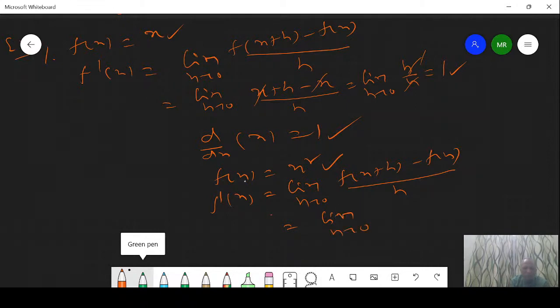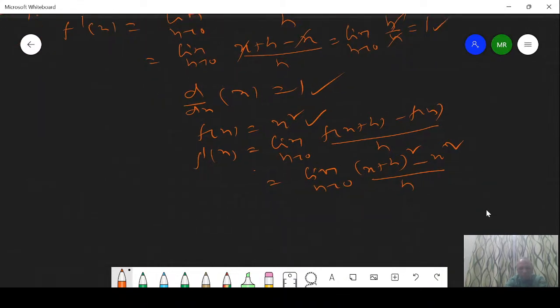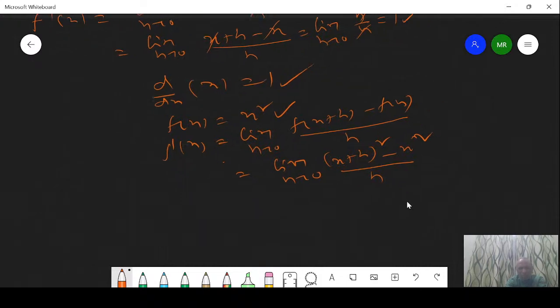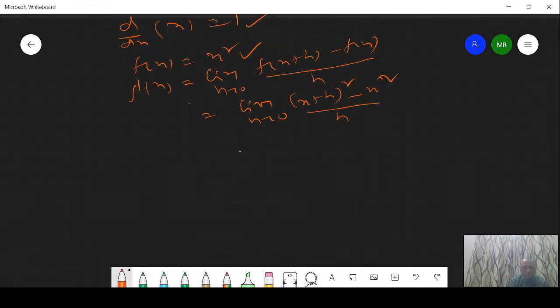What is f of x plus h? Replace x with x plus h: x plus h whole square minus x square by h. This one I can write like this. Now observe this expression, it is of the form a square minus b square. So limit h tends to 0.